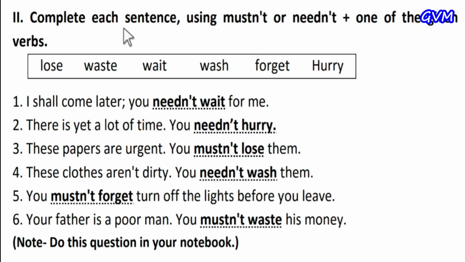Next one is, complete each sentence using must not or need not plus one of the given verbs, like lose, waste, wait, wash, forget, hurry. First, I shall come later, you dash for me, and the correct answer is need not wait. We use need for the main verb and also for necessity and requirement. Second, there is yet a lot of time, you need not hurry.